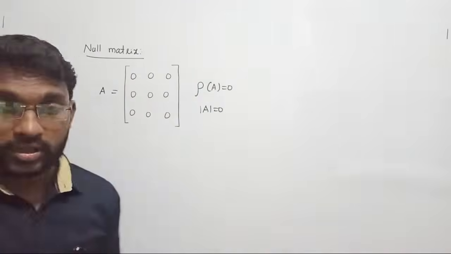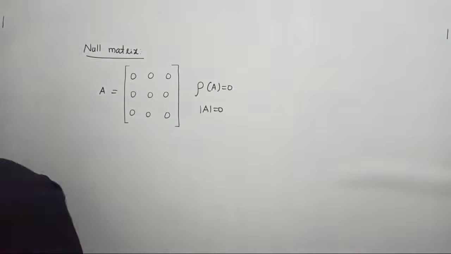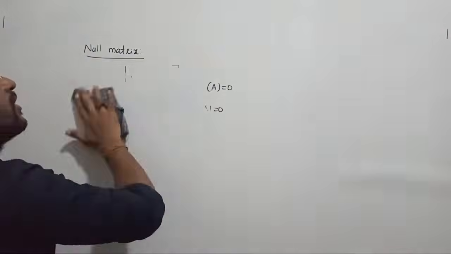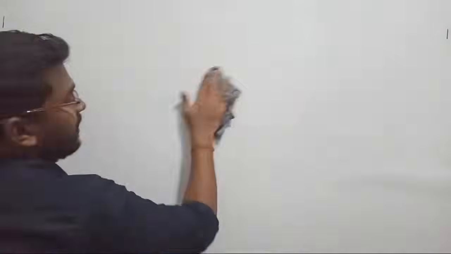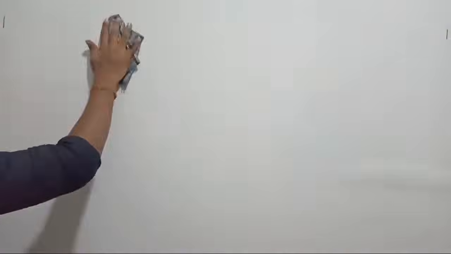Let us talk about the next type of matrix. That's called symmetric and asymmetric. So skew symmetric, let me call this skew symmetric.